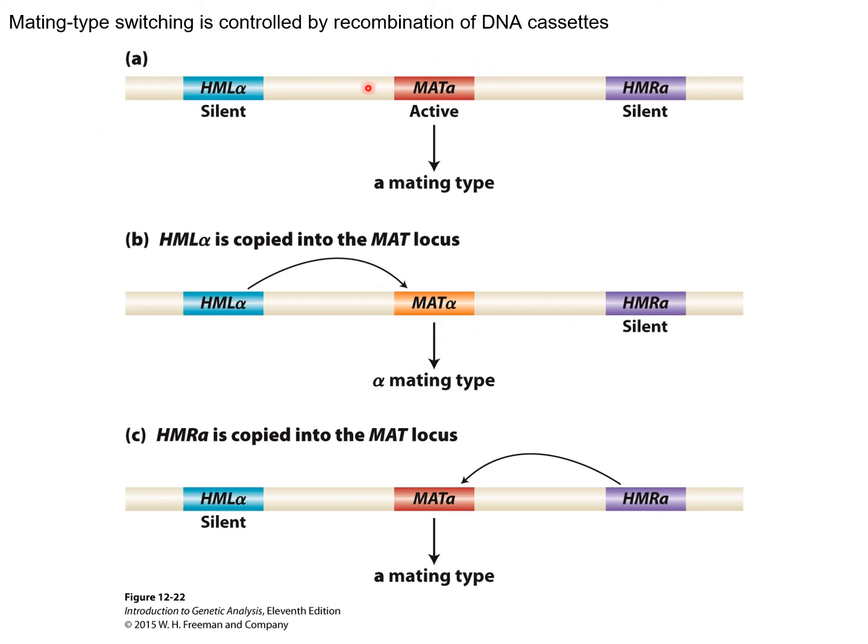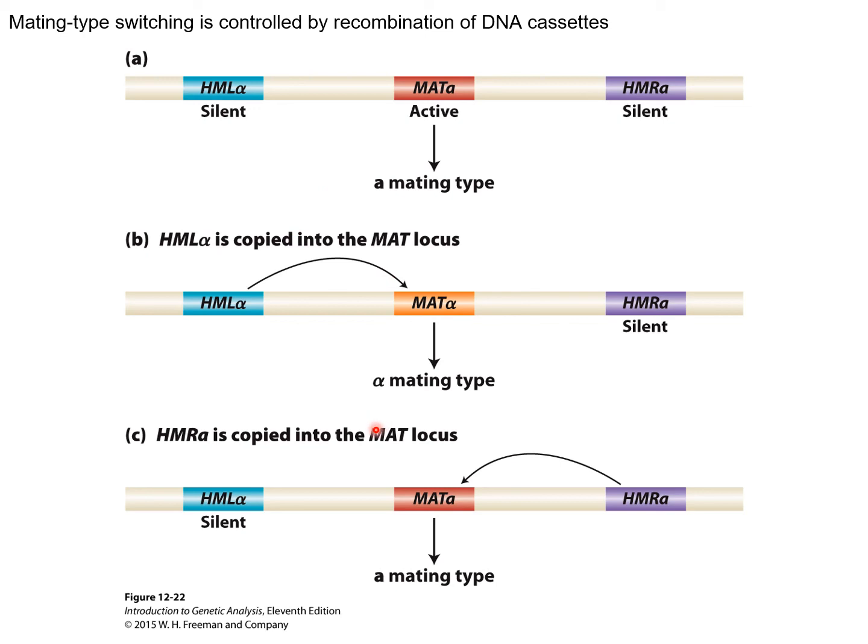Well, the active MAT-A locus is what is used to create the genes necessary for the A cell type, or this could also be the active MAT-alpha locus, which would make the alpha cell type. However, both of these A and alpha cell types also have the genes for the alpha and the A cell type that are silenced. So they're not expressed, but they're there and they're available.